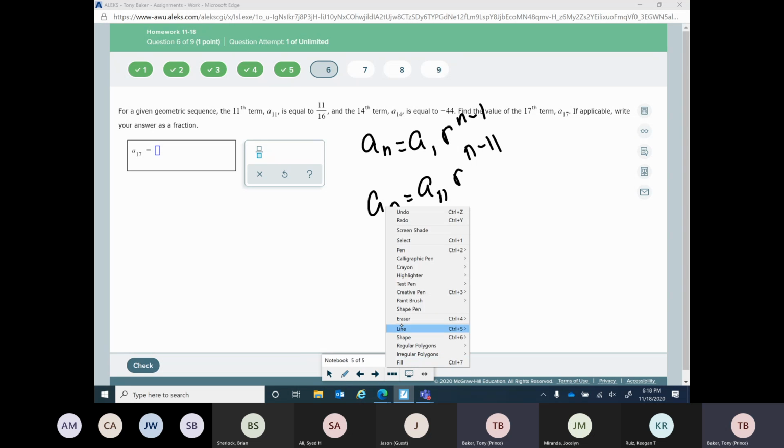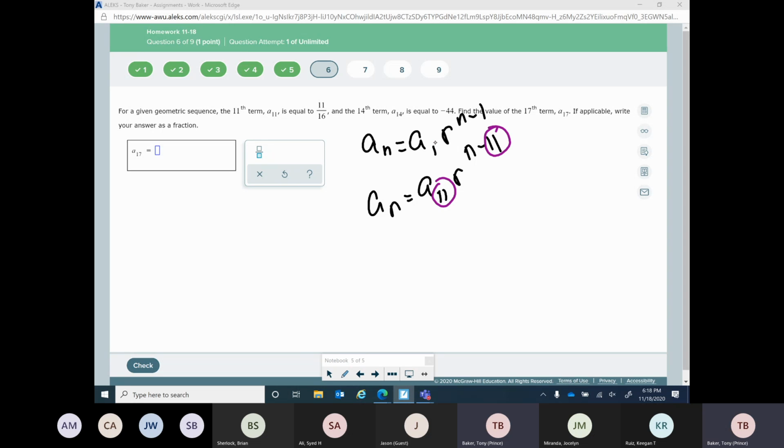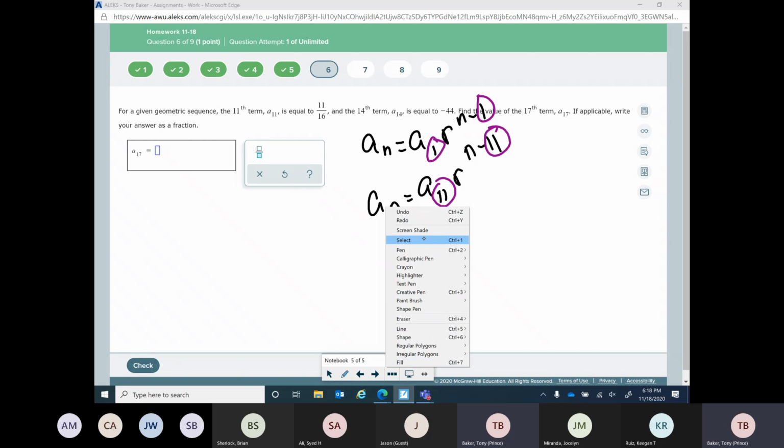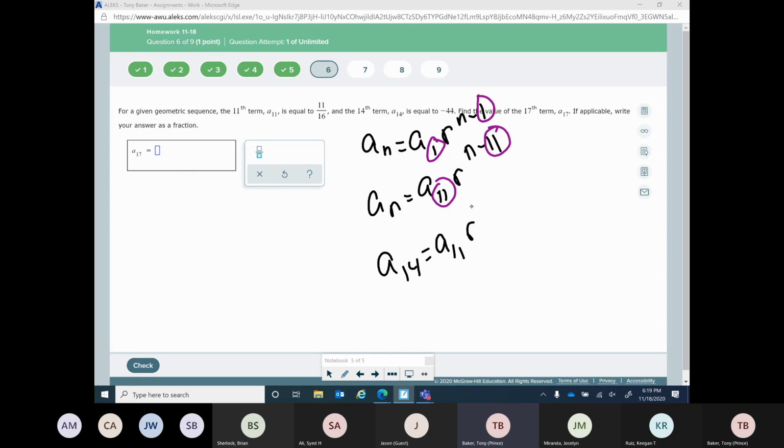So the key is these two numbers right here are the same. Notice how there's an 11 there and an 11 there. So whatever number is there, as long as it's subtracted from the n, it's going to give me the answer that I'm looking for. That's going to help me because that allows me not to have to worry about getting my initial number when I'm doing this problem. So when I'm writing the equation down for this one, I have the 11th term is equal to 11 over 16. So I'm going to do a14 equals a11 r to the n minus 11.